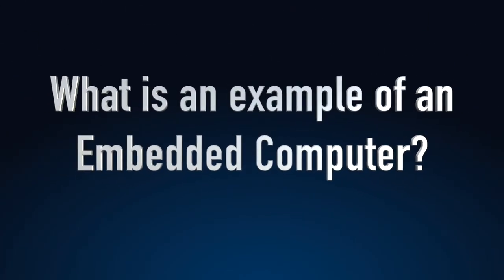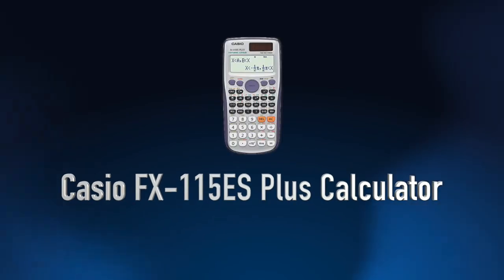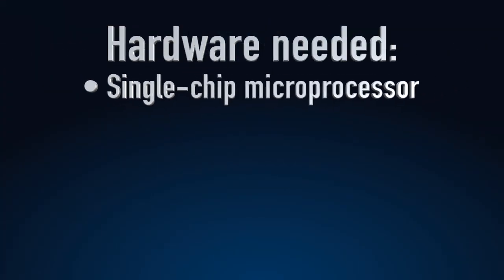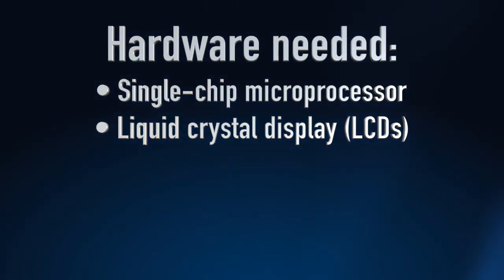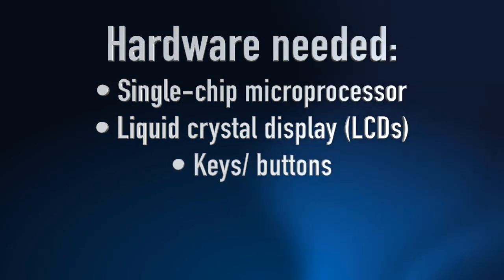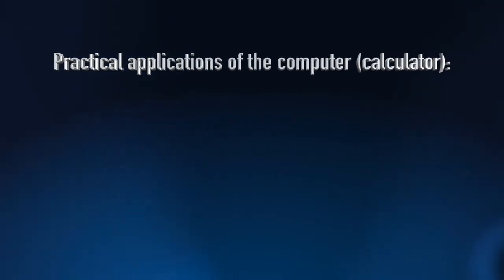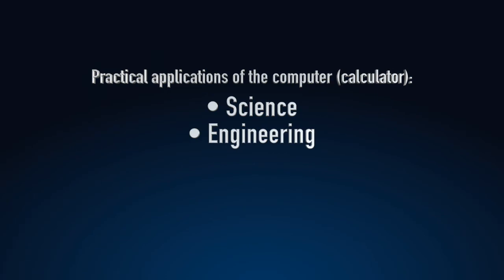What is an example of an embedded computer? An example of an embedded computer is the Casio FX-115ES Plus calculator. The hardware needed for this is the single-chip microprocessor, the liquid crystal display, LCDs, keys, buttons, and batteries. The practical applications of an embedded computer are science, engineering, and mathematics.